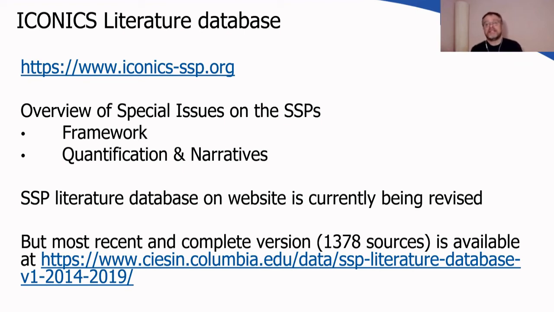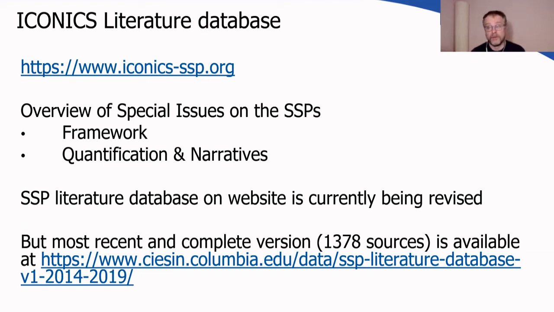Then next to the data, we also try to collect the literature, and we try to do that at ICONICS. If you go to the ICONICS website, iconicsssp.org, you'll find, first and foremost, an overview of the special issues that were published on the SSPs, the one on the framework that describes the background of the SSPs, and the special issue on the quantification and narratives of the SSPs. We have a very detailed literature database that we set up, but at the moment it's being revised. You can still access it on the website, and there is a link to a Zotero database that you can connect and work with yourself.